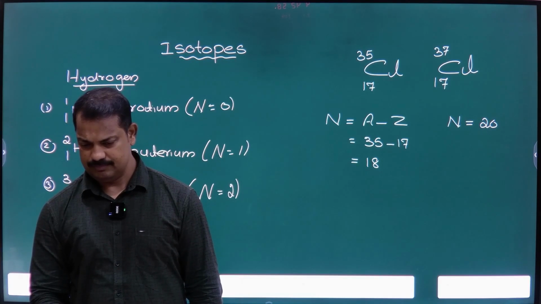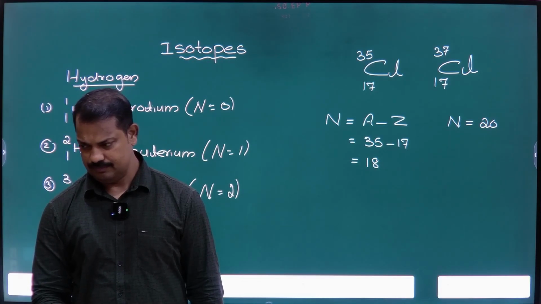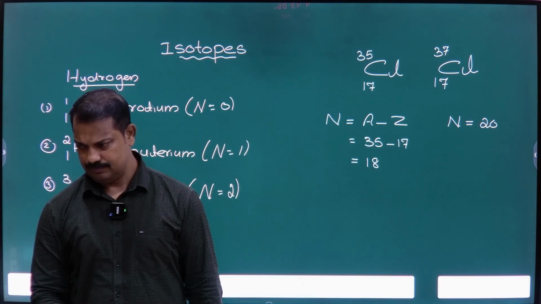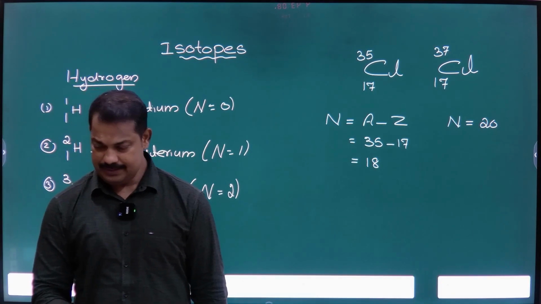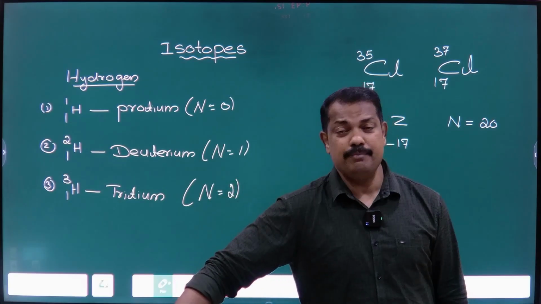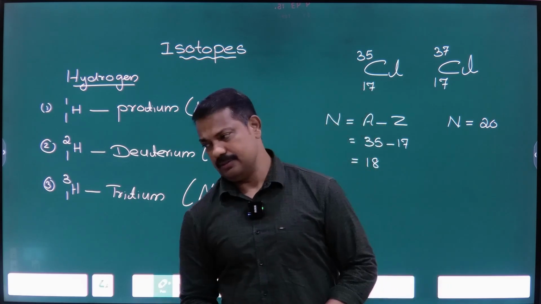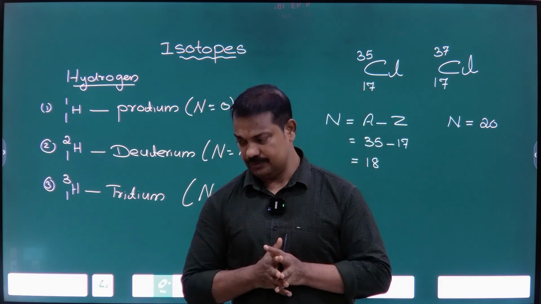The isotopes are the atoms of the same element which consist of the same atomic mass with different... Atoms of the same element having the same atomic number but different mass number are called isotopes.